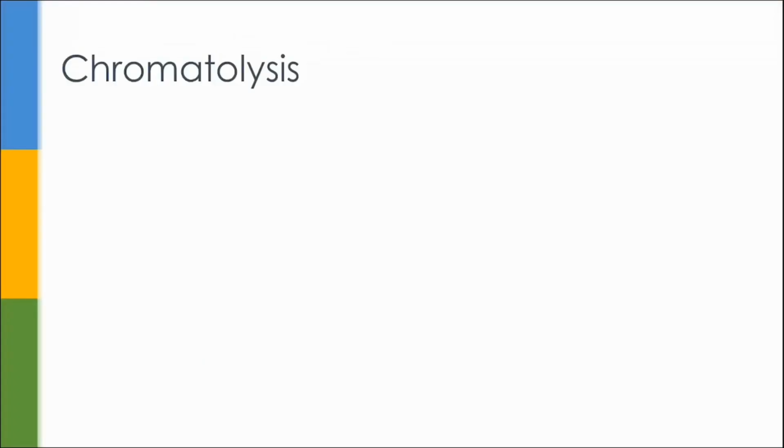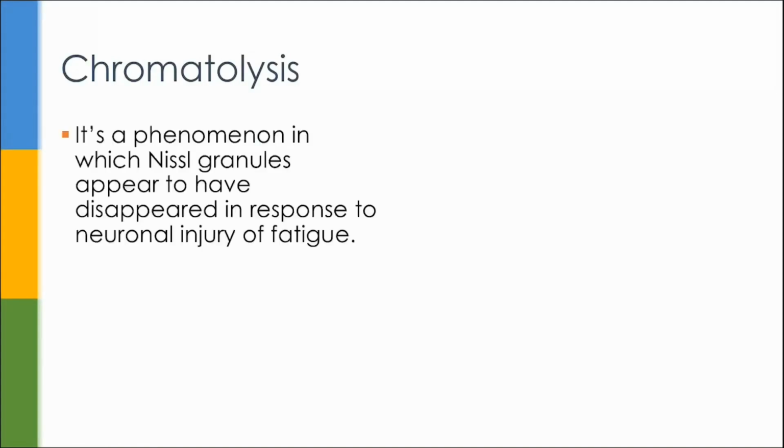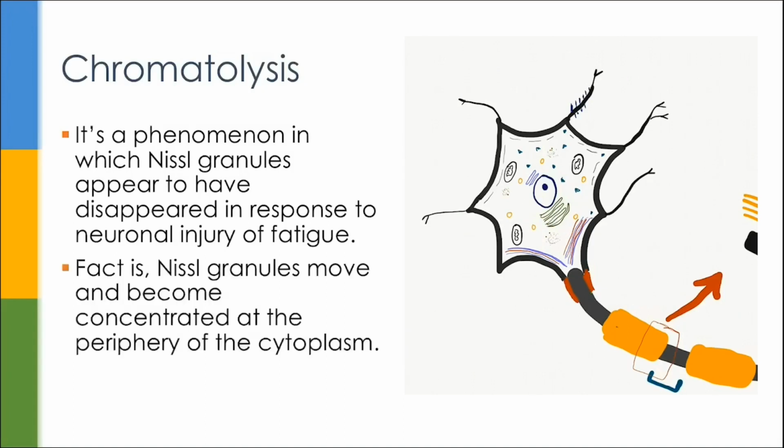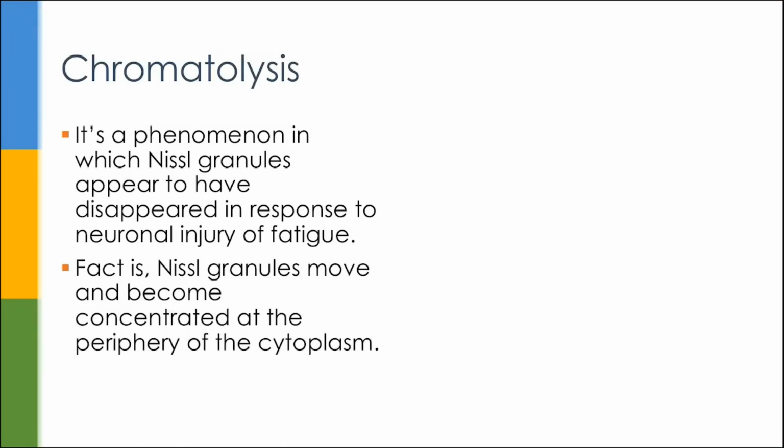Let's learn a little bit about the process of chromatolysis. Chromatolysis is a phenomenon in which the Nissl substance or granules appear to have disappeared in response to neuronal injury or neuronal fatigue. But the fact is, the Nissl substance does not disappear, but instead moves towards the periphery of the cytoplasm of the cell body of the neuron. This gives a false appearance of the disappeared Nissl substance.